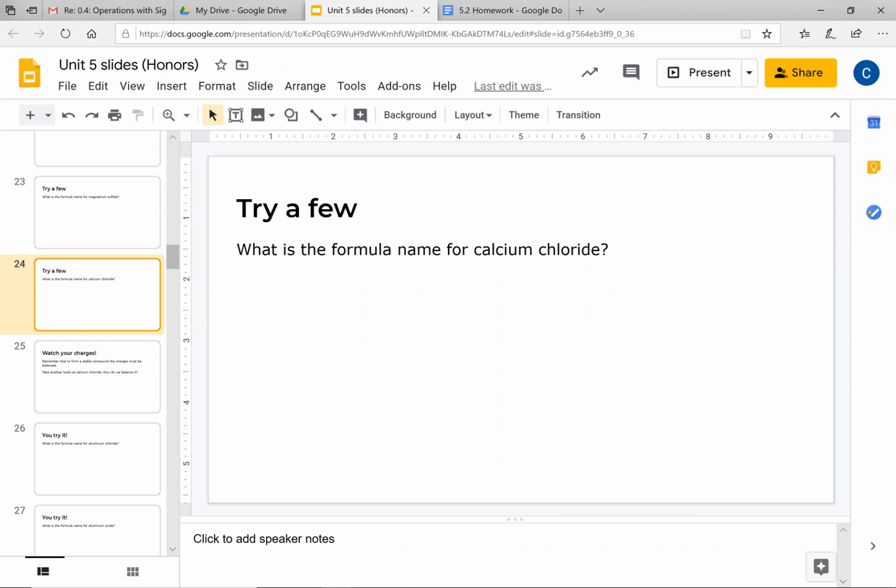Okay, last one here. Calcium chloride. Now think about this for a sec. When you're writing out the formula name, and I want you to try it right now, what's the charge on calcium? And what's the charge on the chloride ion? Now I'm not going to write on this slide because I reference it on the next slide. So I'm going to skip. You should have CaCl for your formula name, right?